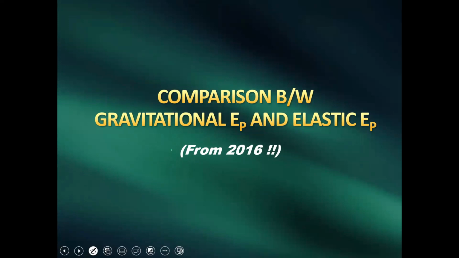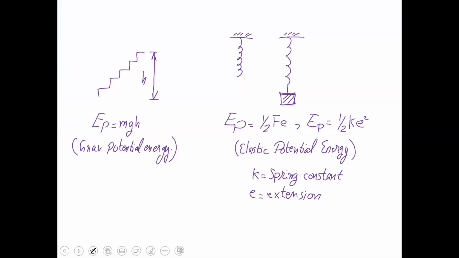Comparison between gravitational potential and elastic potential. Now look at this screen. mgh is the potential energy in the gravitational field. Half Fe or half ke squared is the elastic potential energy. You can look at the comparison. The formula is there. The main concept is the same. Whatever potential energy you're talking about, it's coming from some type of work done. Potential energy is always coming from a work done.